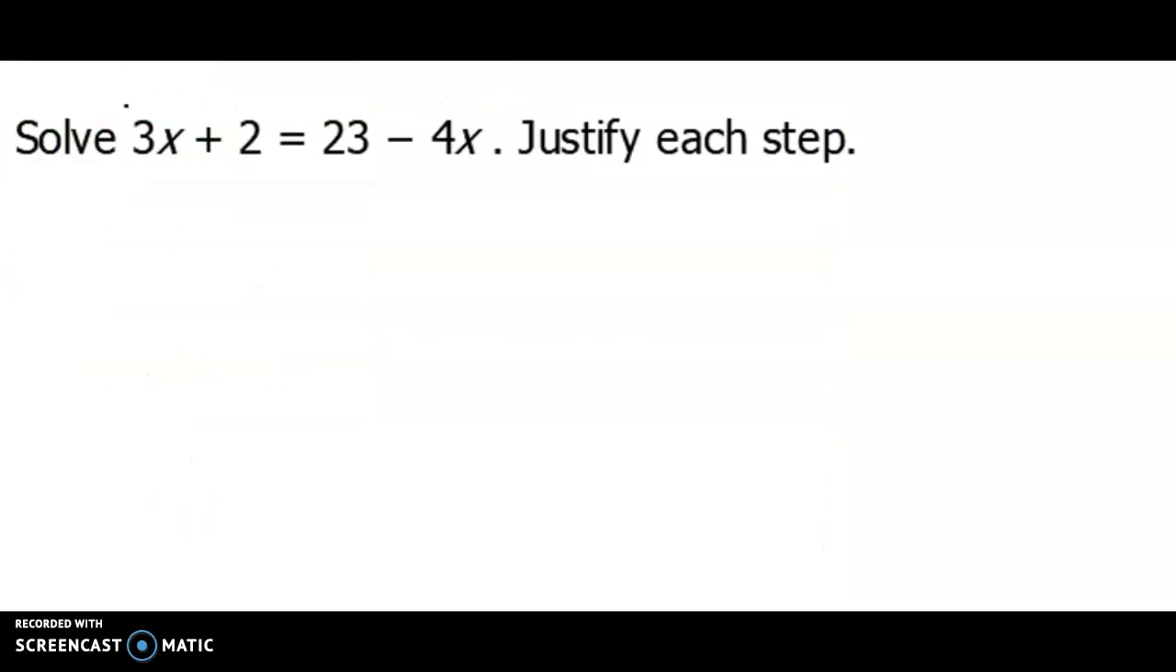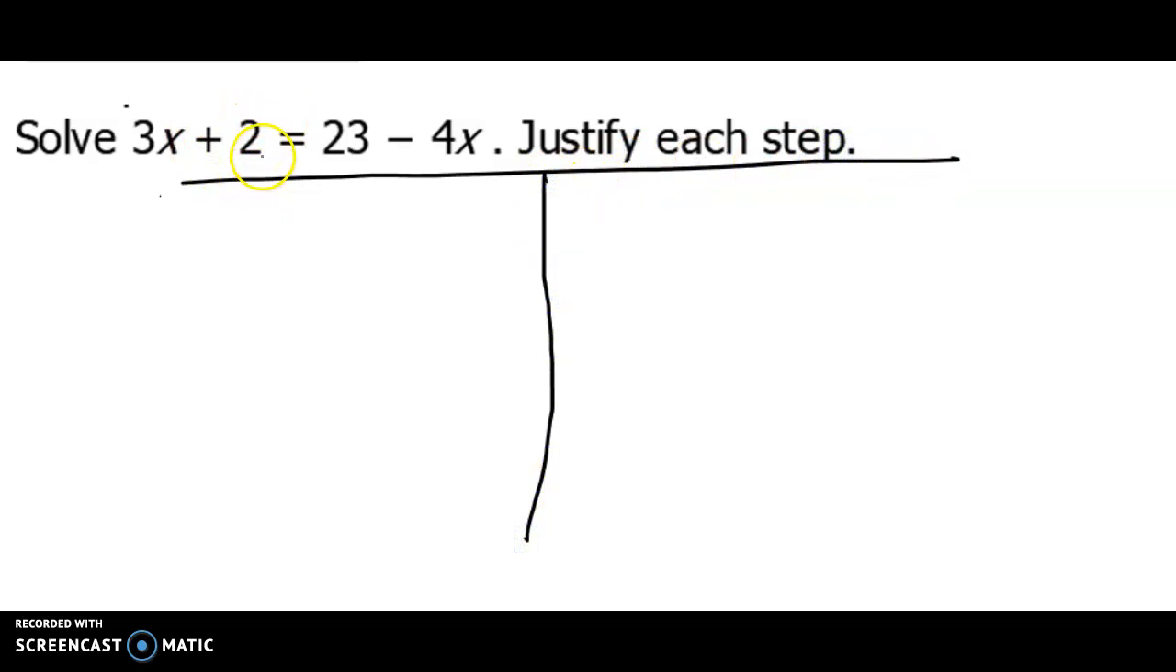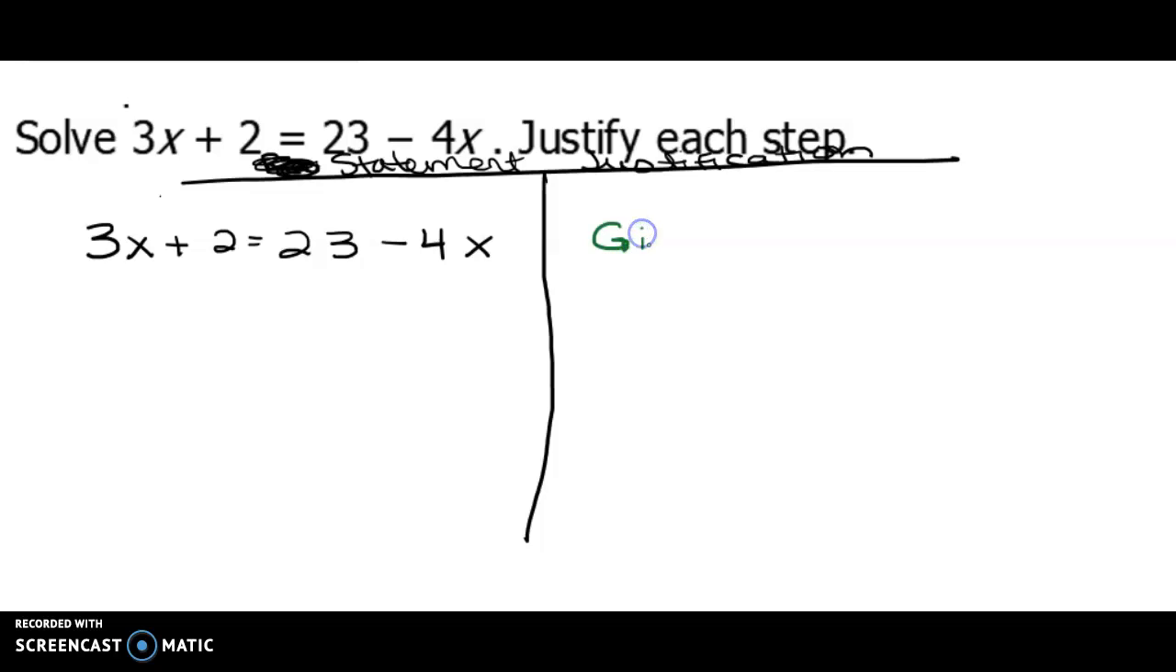This time we have to work out the algebra. What we're going to do is draw a T-chart, just a chart that looks like a T. We have our statements over here, and you don't have to write this, and then we have our justification over here. We're always going to start with what we're given: 3x plus 2 equals 23 minus 4x. And this was just given.